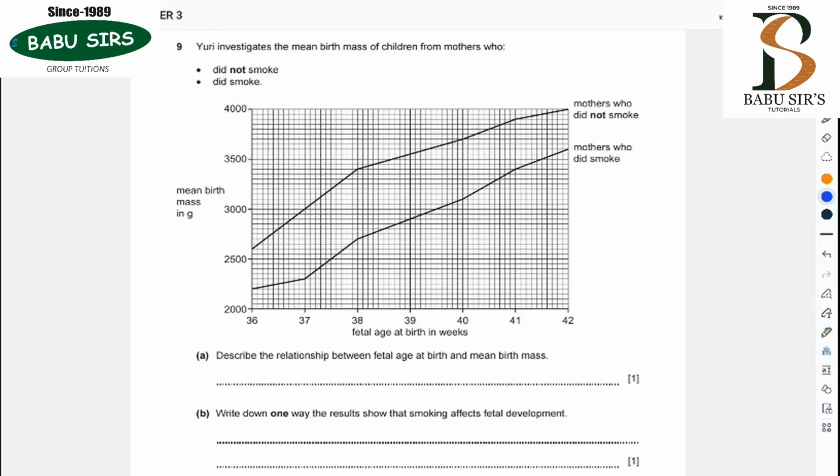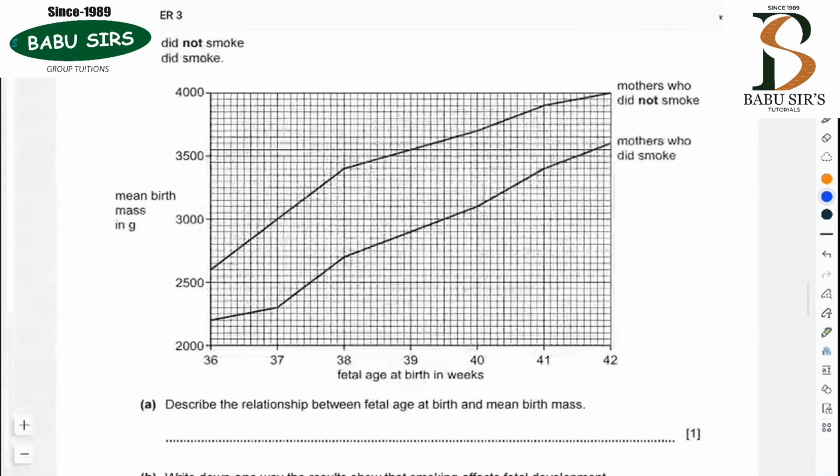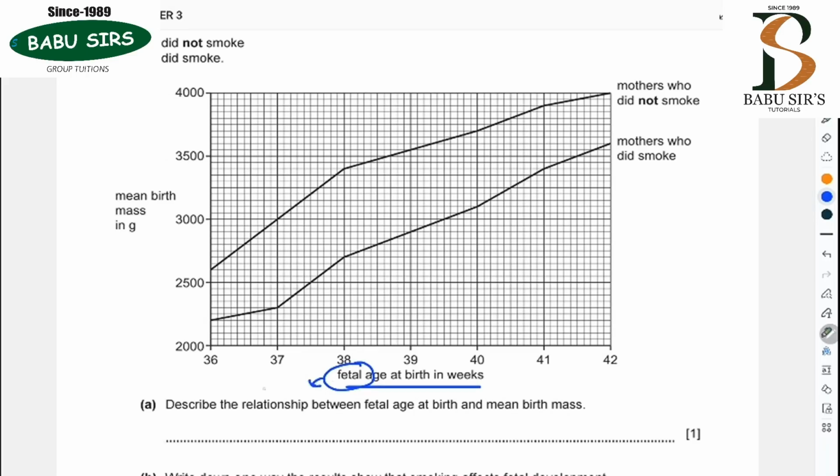Question number 9. URI investigates the mean birth mass of children from mothers who don't smoke and who smoke. Now what is mentioned in this graph? Here below they have shown fetal age at the birth in weeks. Fetal means the child. Now this is at 36 weeks, 37 weeks, 38 weeks.